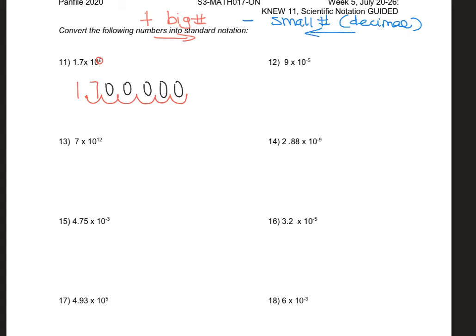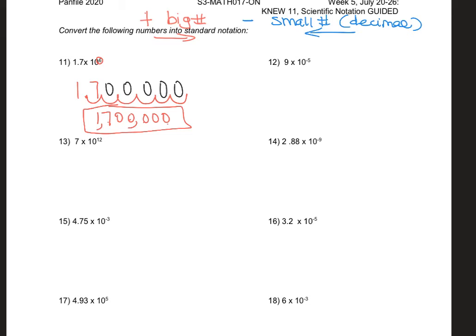Notice you do not add the amount of zeros as the exponent number. You move the decimal the number of the exponent, then you add just the amount of zeros that you need to fill in the spaces, right? So my answer is 1700000, and remember we put commas every 3 starting from the right. So 1, 2, 3, comma, 1, 2, 3, comma. So the answer is 1,700,000.